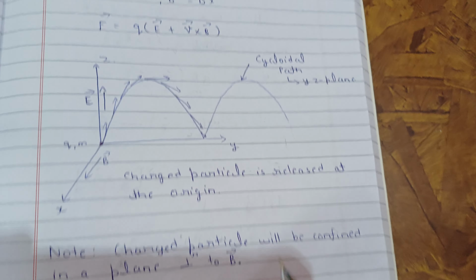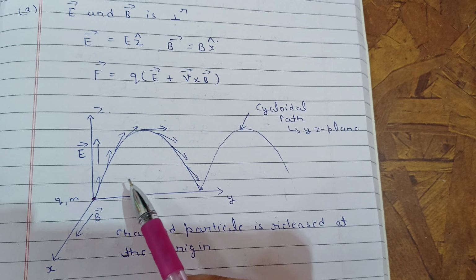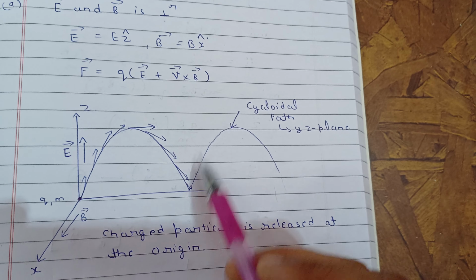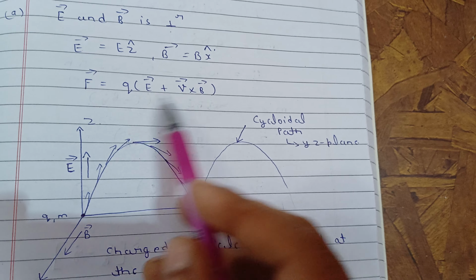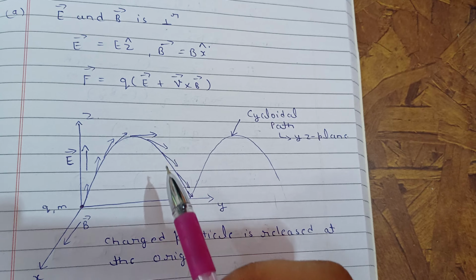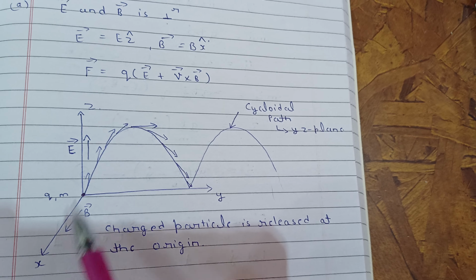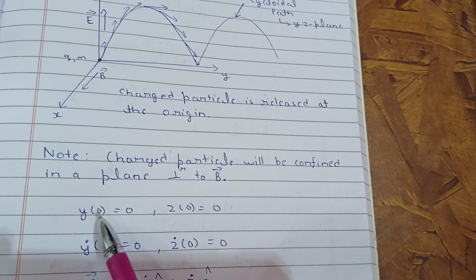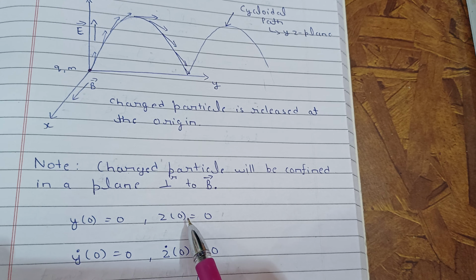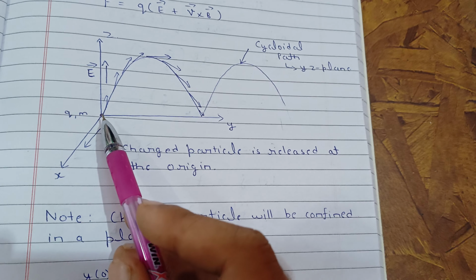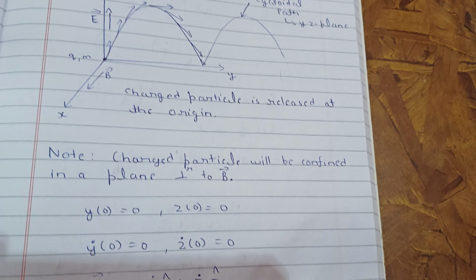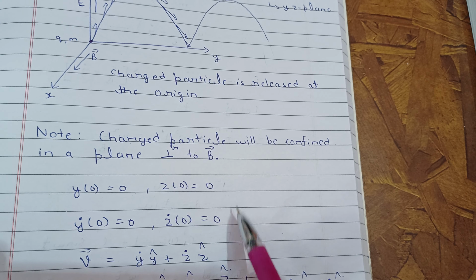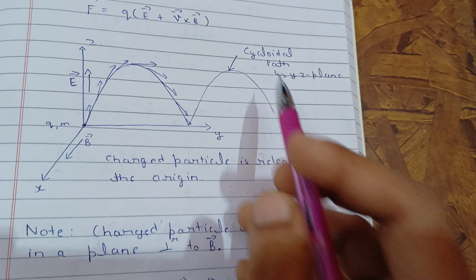Now see, we need to solve this equation to find how y is changing with z. So we need to find the equation for this curve, and to solve this equation we need some initial conditions. At the origin, the coordinates y0 and z0 are 0. So at t equal to 0, y is 0 and z is 0. The speed is also 0 in y and z at this point, because we have released it from rest. So y dot 0 is 0, z dot 0 is 0. We'll use these initial conditions to find the motion.